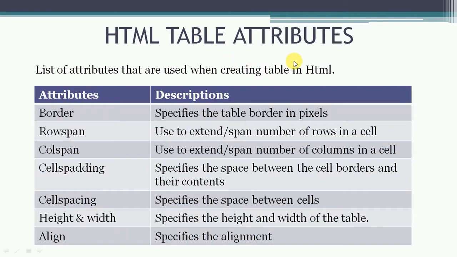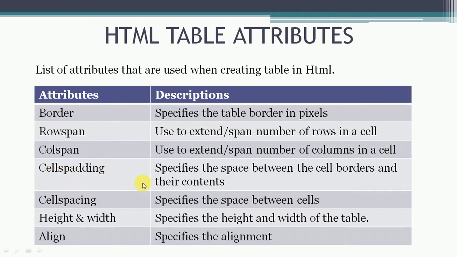HTML table attributes. These are the list of attributes that are used on creating an HTML table. Border specifies the table border in pixels. Rowspan is used to span a number of rows in a cell. Colspan is used to span a number of columns in a cell.